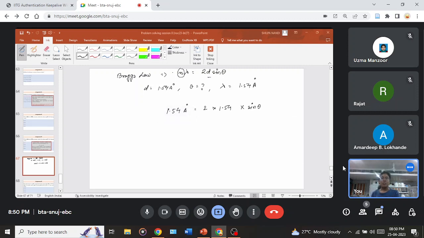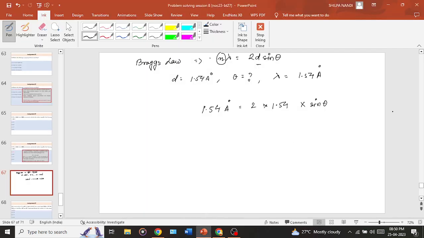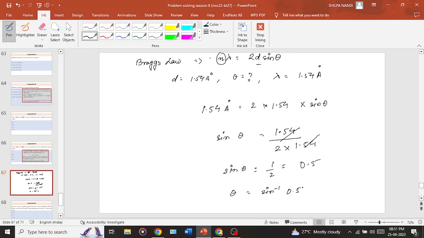So you have to calculate this. Not everyone is able to calculate it so easily. So sine theta would be 1.54 divided by 2 into 1.54. If you cancel this out, 1 by 2 is equal to, how much is it? 0.5. So theta would be sine inverse 0.5. So how much would be the answer?